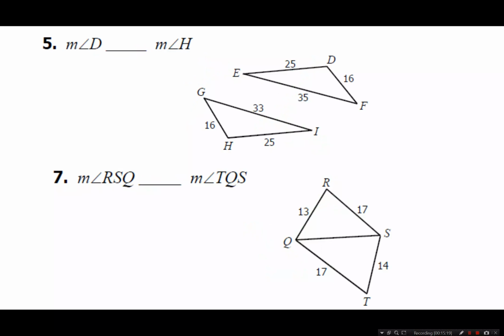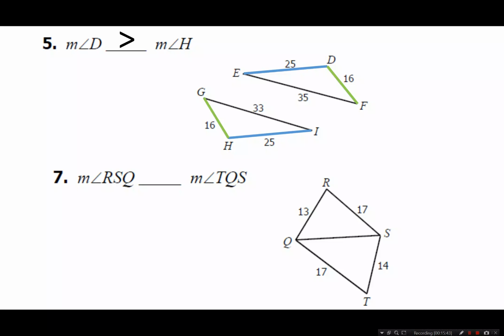And again, this also will work with the sides. So when we're comparing the sides, we have two sides here that are 25, and then we have two sides that are 16. So we look at the third side. Since EF is 35 and GI is 33, EF's bigger, which means that angle D is bigger than angle H.